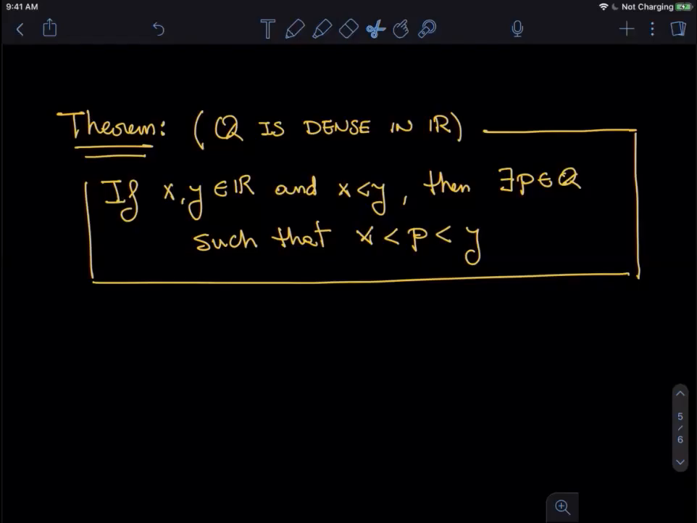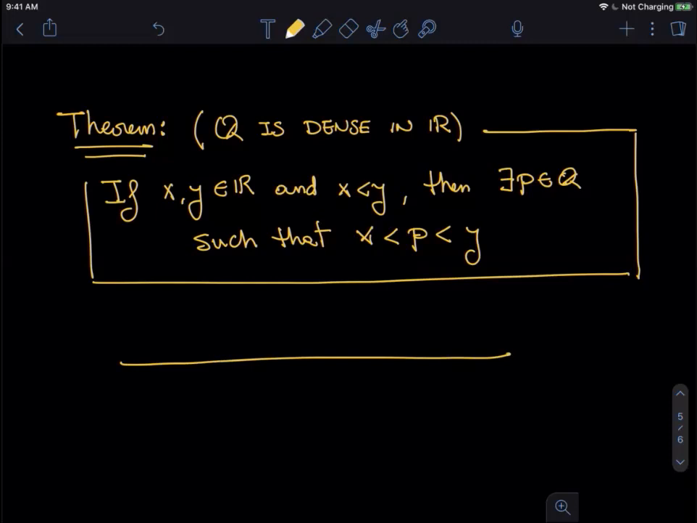Let us look now into the following property, the density of the rational numbers in R, or if you want, that Q is dense in R. What does it mean to be dense for a set? It means that if we have two real numbers, let's say that x is smaller than y, then there exists always a rational number p that is in between them. So the density means that between any two real numbers, there is always a rational number. Between two reals, always a rational one.